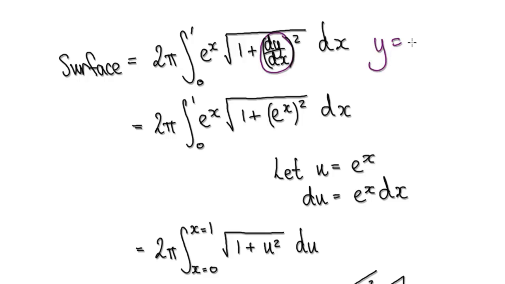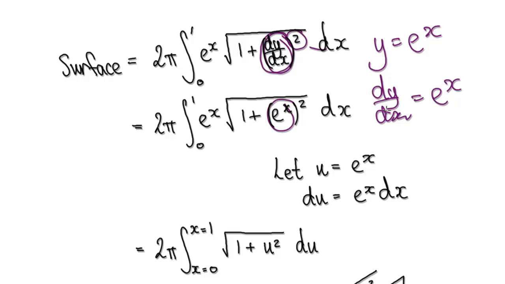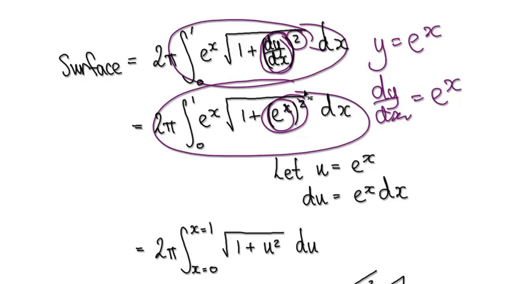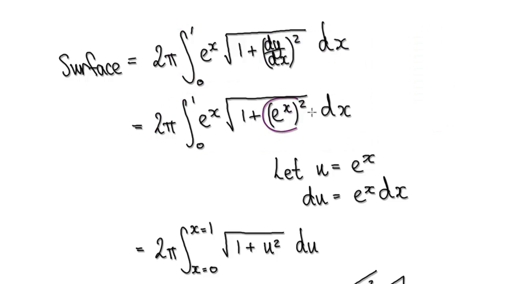So remember, y equals e to the power of x. So dy by dx equals e to the power of x. But then we need to square it. So that will then give us this. This whole thing here will then give us this thing here. And then we could write this as e to the power of 2x, but leave it in this form, because notice that this is exactly the same as this. So we've got to use substitution. So let u equals e to the power of x. So now du equals e to the power of x dx.